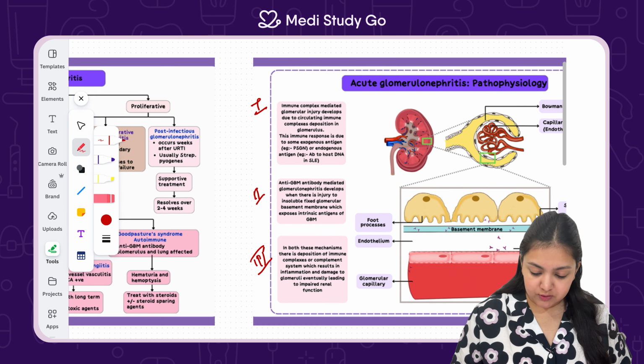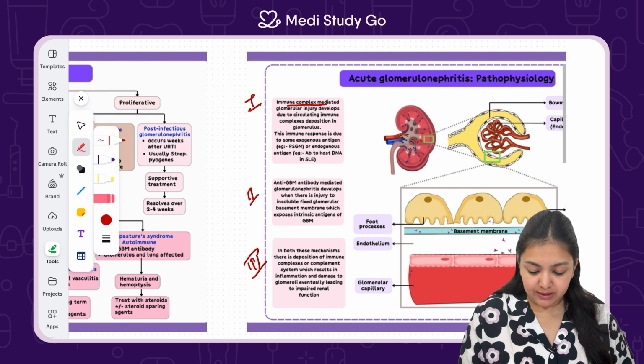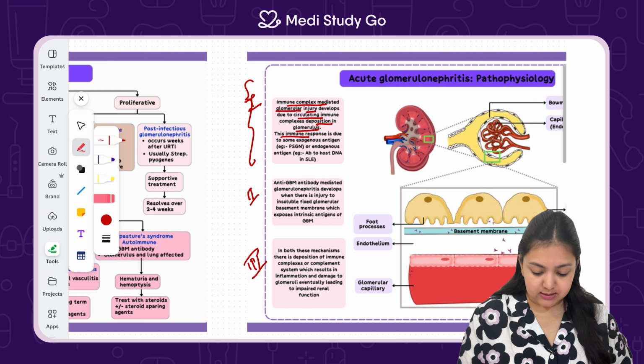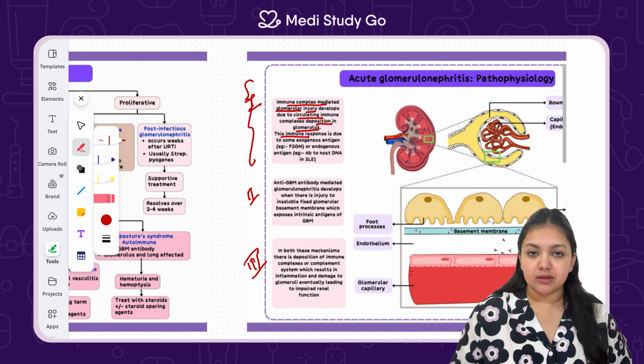So if we read what's written here, immune complex mediated glomerular injury develops due to circulating immune complexes deposition in glomerulus. This immune response is due to some exogenous antigen like post-streptococcal diseases or endogenous antigen which could be possible in diseases like SLE. So in these cases, they enter the body, activate the antibodies, form a complex with it and get deposited in the basement membrane leading to inflammation.